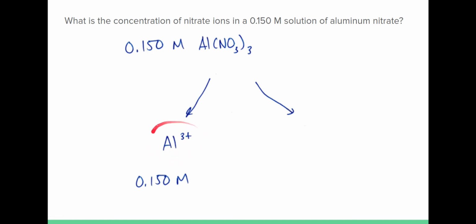So to figure out the new concentrations of the ions that will form, I can say that 1 of these ions will form for every 1 of these that dissolve, so the concentration of aluminum should be the same. But since I know that I'm going to form 3 nitrate ions for every 1 of these compounds that dissolves, the concentration of nitrate would simply be 3 times that of 0.150, at 0.450 molar.